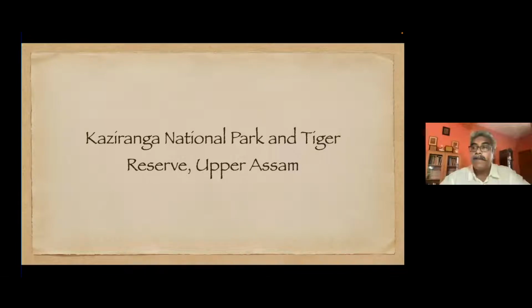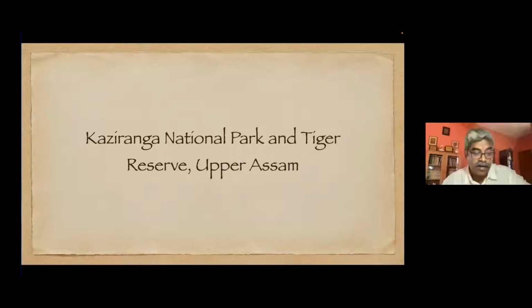Further, we move on a little further away from Gauhati. Now, this time we come into the central, or rather you could call it the buffer zone between the central and the upper Assam region. This is Kaziranga National Park and Tiger Reserve.